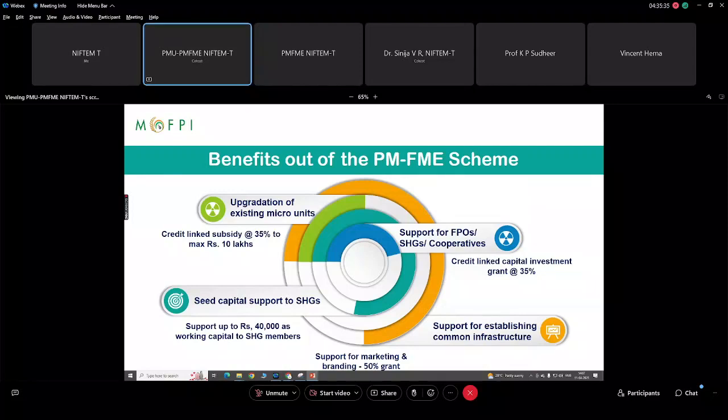And there is a state level marketing and branding support, around 50% of the grant for the government organizations. So they can apply for the common brand under the scheme. And there is a support for establishing common incubation center with 100% funding for the government organizations, whereas for private institutions, 50% funding will be provided under the scheme.